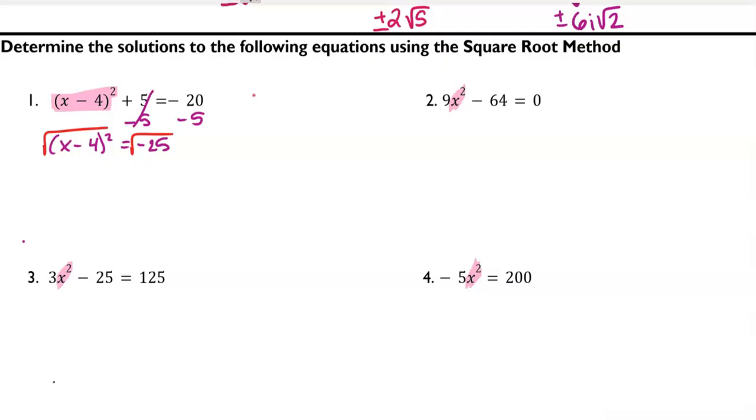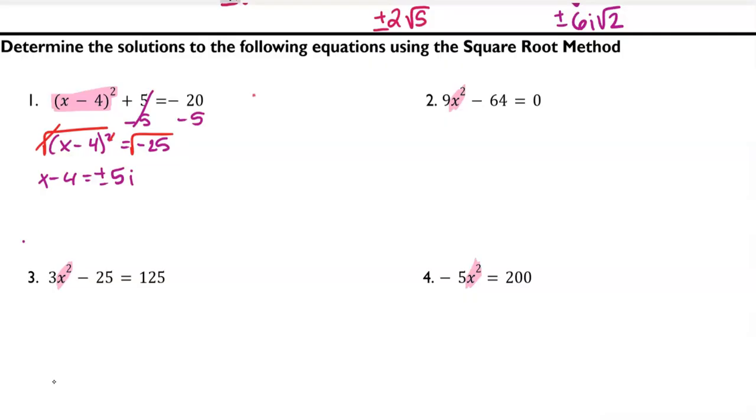When we do that, the radical and the little 2 cancel out. And we are left with x minus 4 equals the square root of negative 25. Let's simplify that square root. The square root tells us we need 2 solutions, plus or minus. The negative tells us we need an i. And the 25, what is the square root of 25? 5.